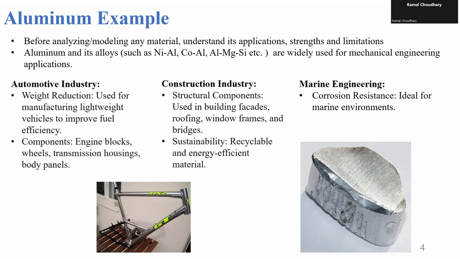Aluminum is used in daily life, such as in the automotive industry, especially for weight reduction, and it can be used for different engine components, transmission, and so on. It's also used in the construction industry. There are also marine engineering applications. On your right-hand side, I show you a block of aluminum, very shiny, and on your left-hand side, a bicycle part, which is most probably composed of aluminum alloys.